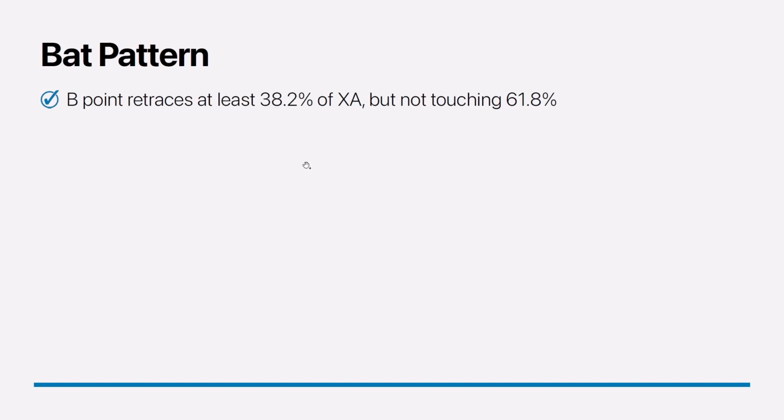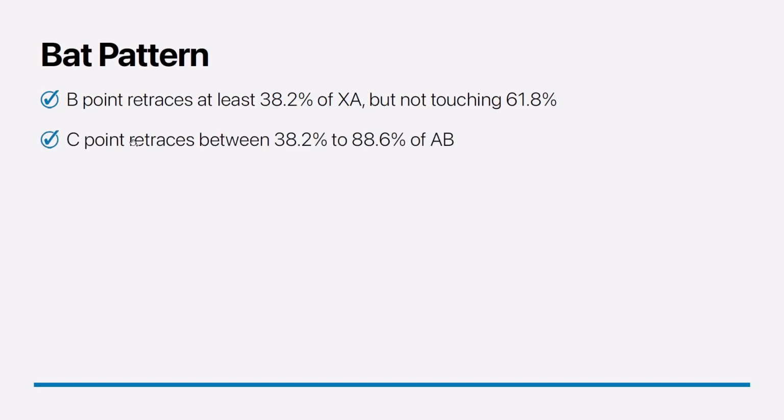For bat pattern, point B here, you can see it needs to retrace at least 382, but it cannot touch the 618. The reason is very simple. If point B touches 618, we'll have to look at Gartley. But if it retraces between 382 and did not touch 618, we'll then be looking at a potential bat pattern. So that little detail differentiates these two patterns.